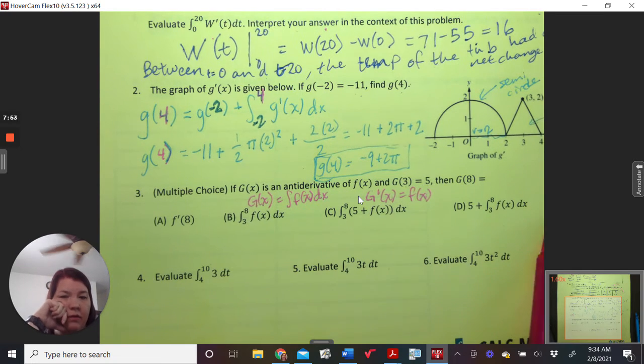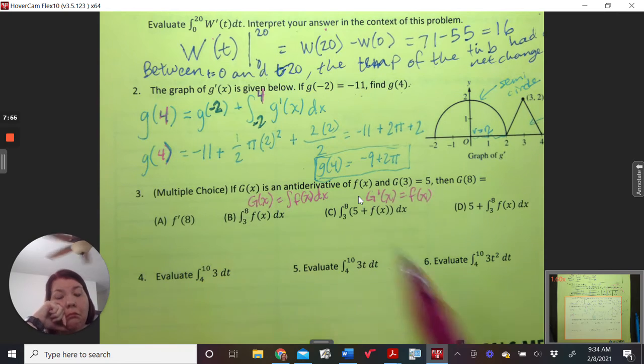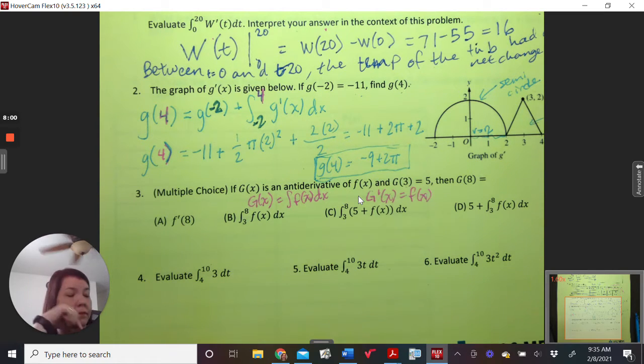I don't think it's A. What do you think? It is D. Same work that we just did in number 2.